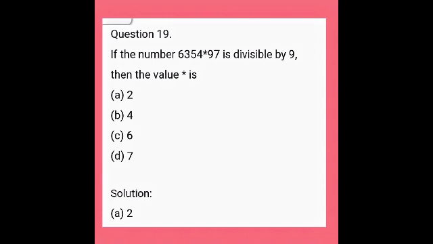The options given are 2, 4, 6 and 7. Instead of the star, I am going to add 2, 4, 6 and 7 one by one. First, 34 plus 2 is 36. 34 plus 4 is 38. 34 plus 6 is 40. 34 plus 7 is 41. Among these, which one will come in the 9 table? Yes, 36 will come in the 9 table. Therefore, the answer for the star is 2.